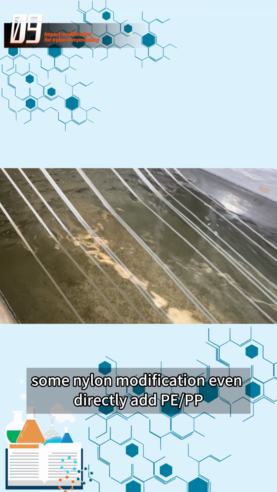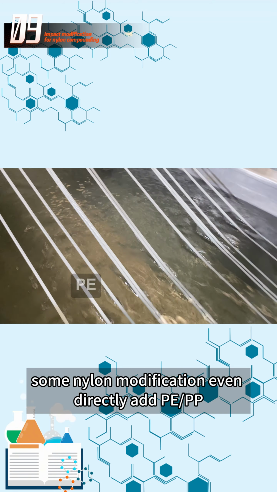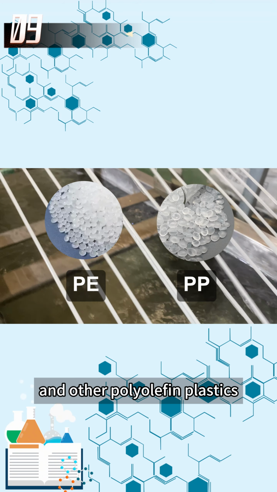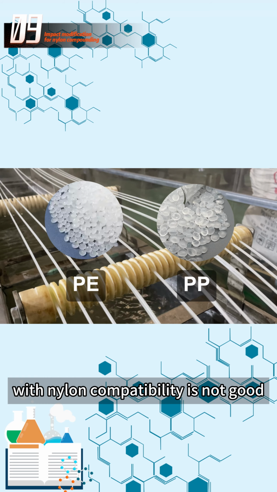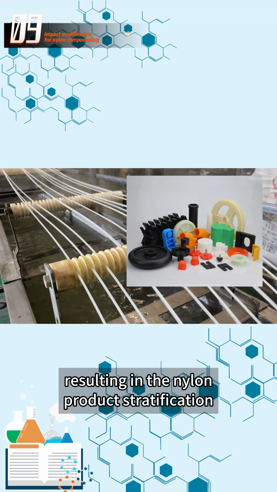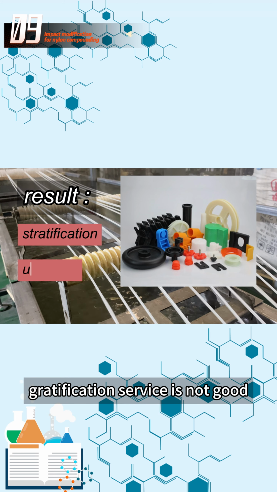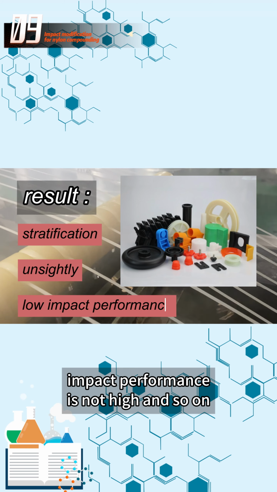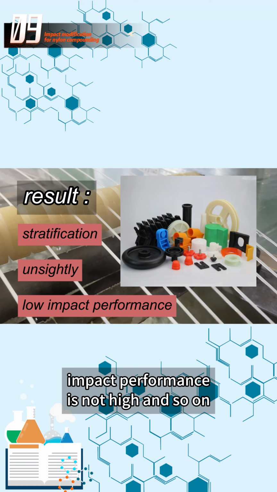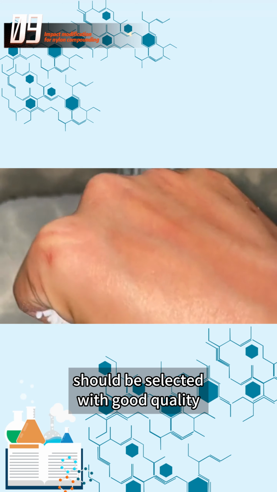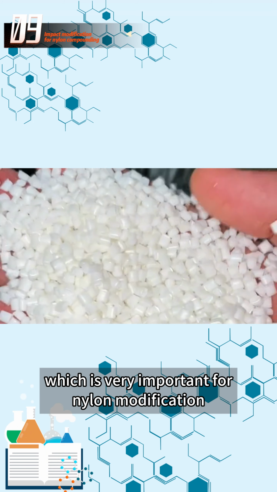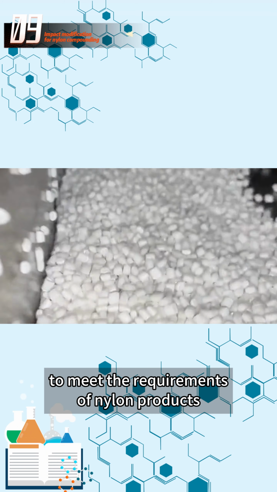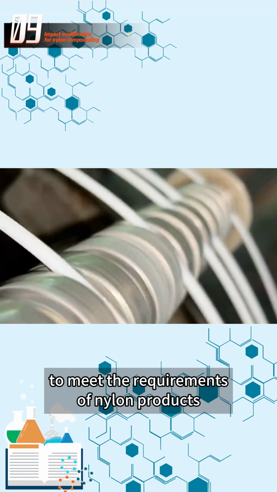Some nylon modification even directly adds PE or PP and other polyolefin plastics, with no grafting, so compatibility with nylon is not good, resulting in nylon products whose service performance is not good, impact performance is not high, and so on. The toughening agent should be selected with good quality and correct application, which is very important for nylon modification to meet the requirements of nylon products.